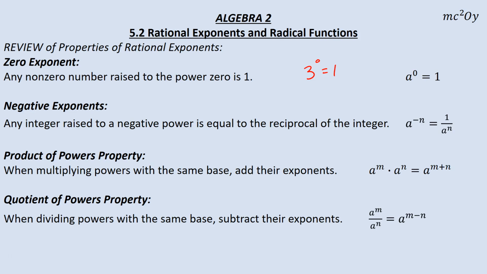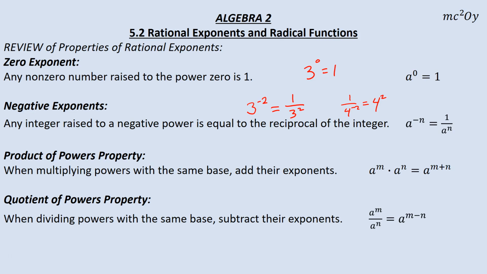Negative exponents: any integer raised to a negative power is equal to the reciprocal of the integer. So once again, let's stick with 3. If I had 3 to the negative second power, that's going to be equal to 1 over 3 to the second. That negative essentially just means it moves to the other side of the fraction bar. Another example might be if you had 1 over 4 to the negative second. That would actually become 4 to the second power.